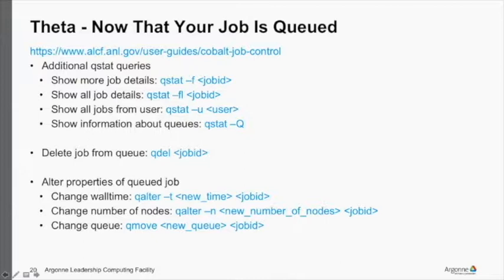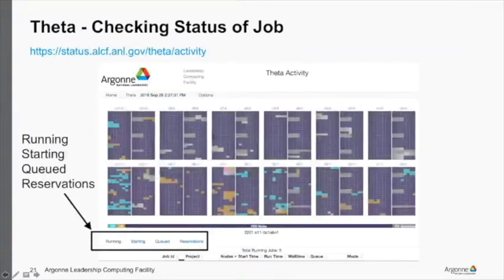The second example is altering the number of nodes. And the last example is maybe I want to move my job to a different queue. This week, a good example of that would be if you accidentally submitted to the default queue, you could move it over to the training queue on the system to increase your throughput in the queues.